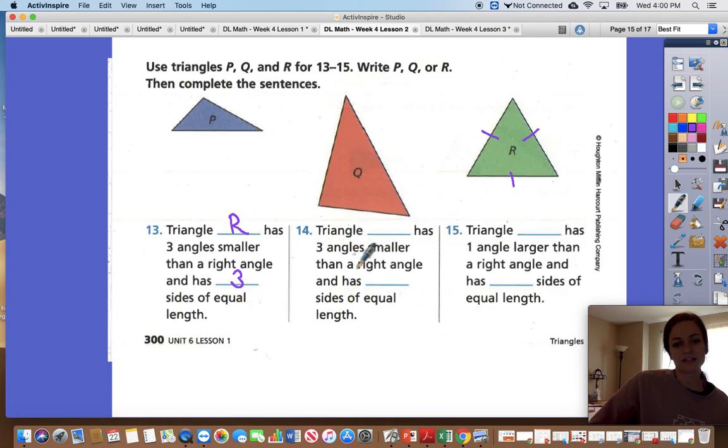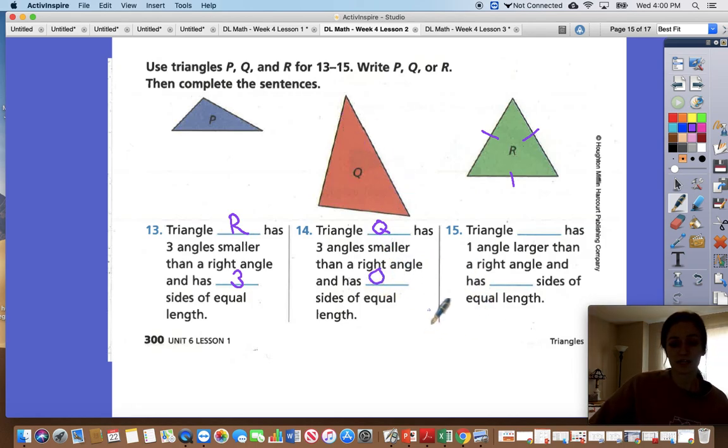Triangle blank has 3 angles smaller than a right angle. So we said that was our other one. That's Q. And has blank sides of equal length. Well, what do you think? I would say 0. I don't think any of these are the same length. I think this one needs to be a little longer to make this one equal length. Maybe you're seeing something different.